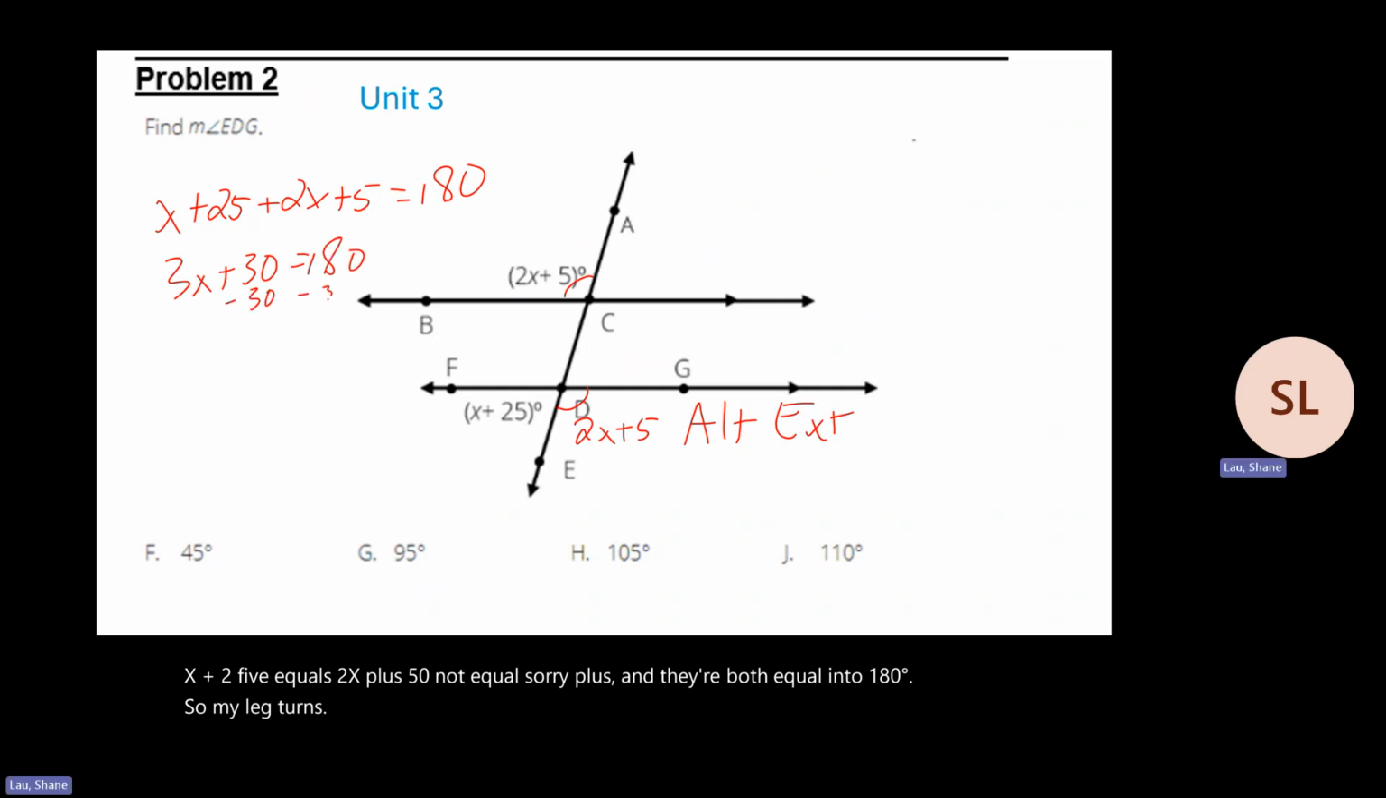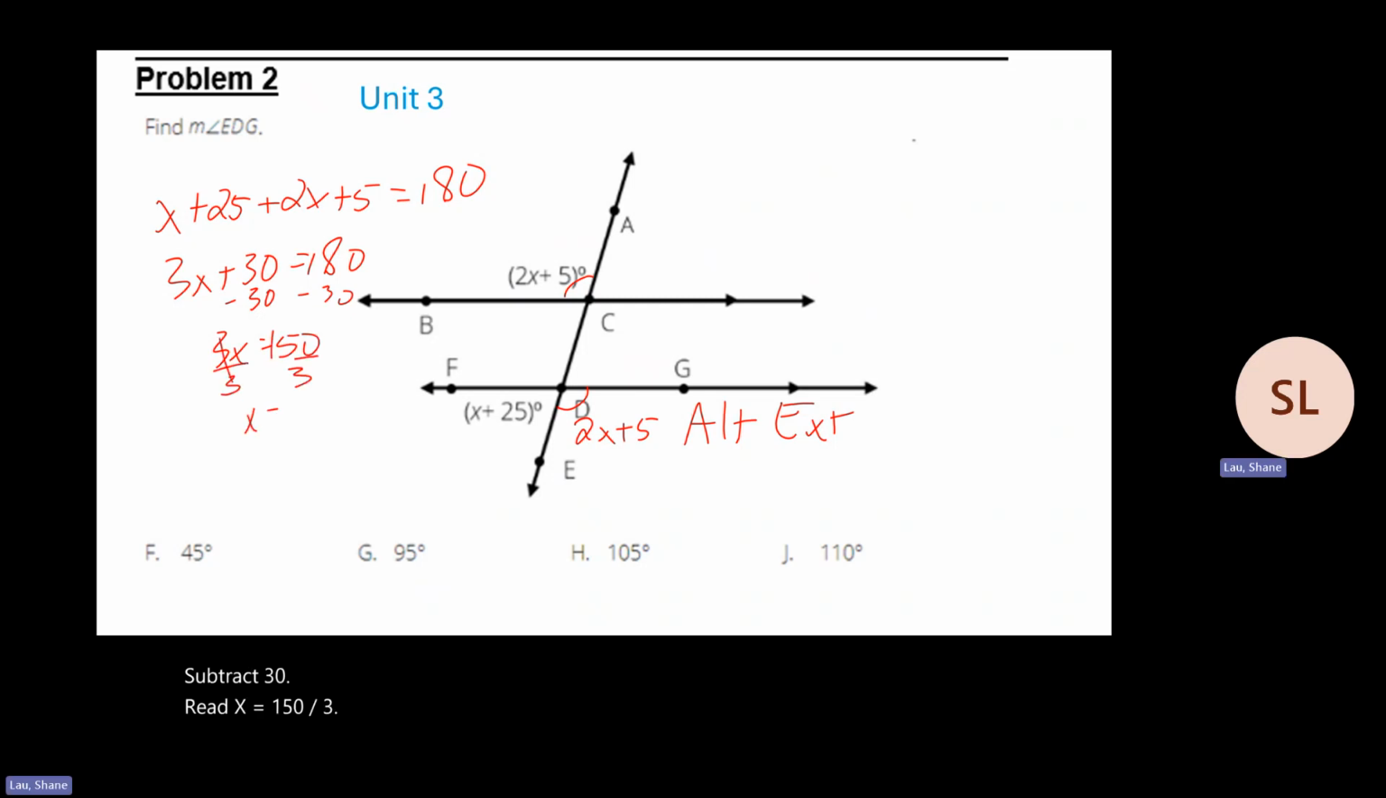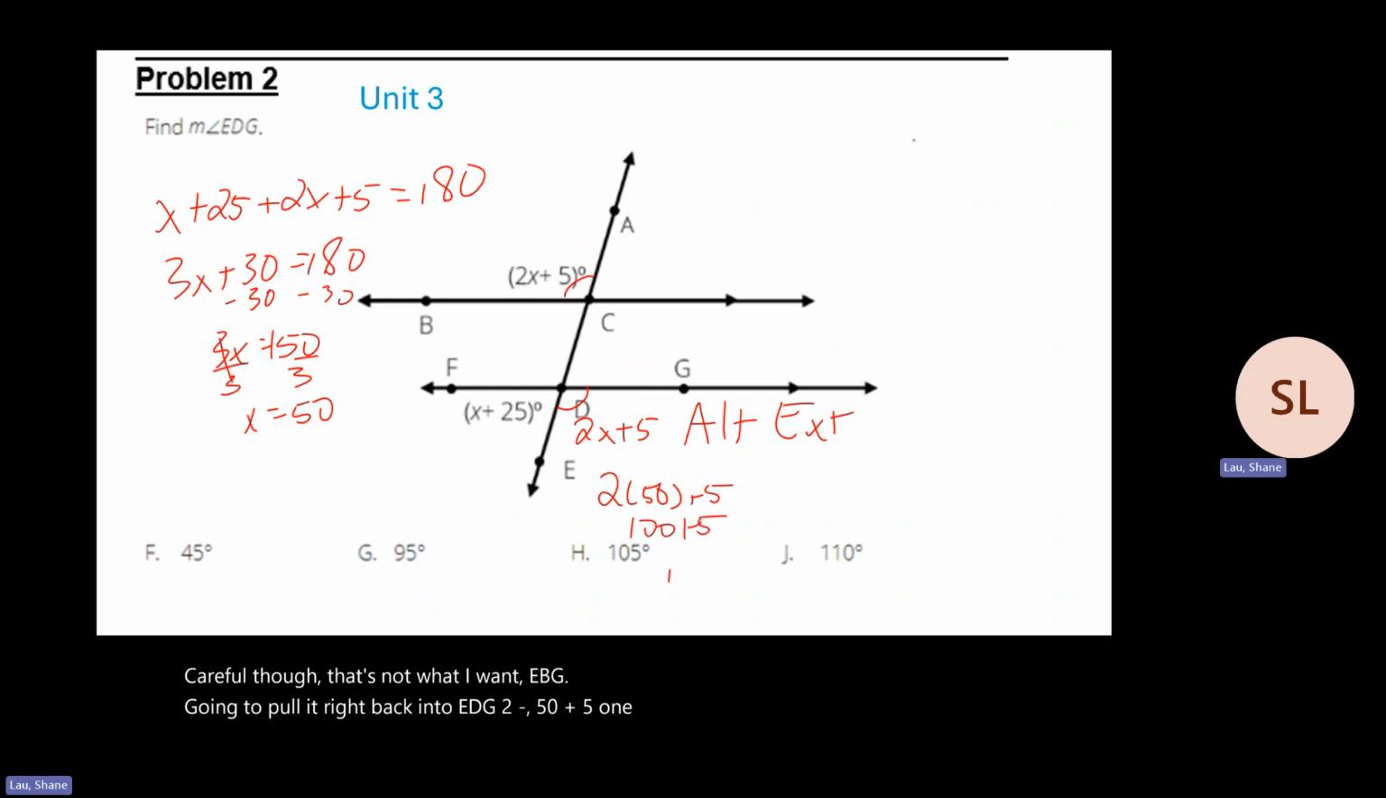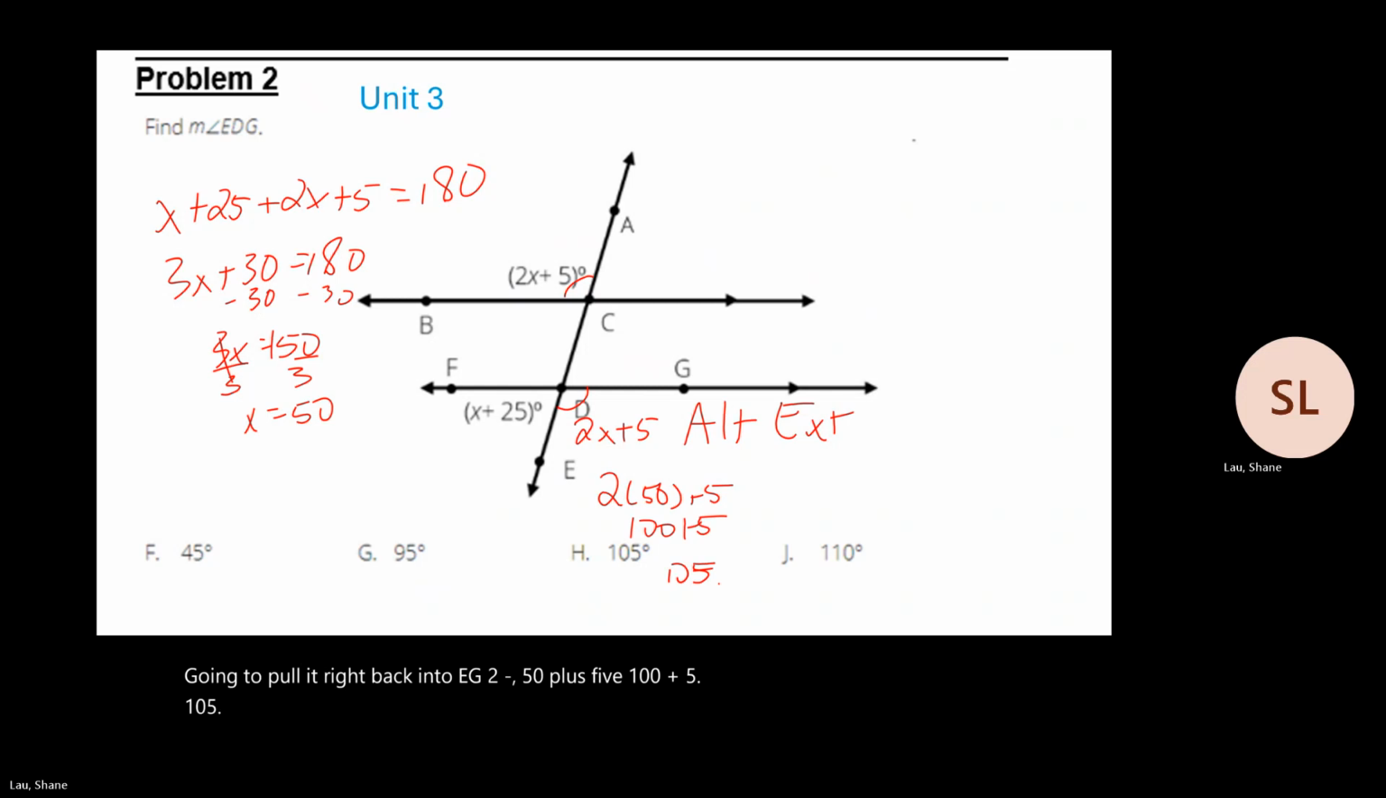subtract 30, 3x equals 150, divide by 3, x equals 50. Careful though, that's not what I want. I want EDG. I'm going to plug it right back into EDG. 2 times 50 is 100, plus 5, 105. So H is going to be the answer.